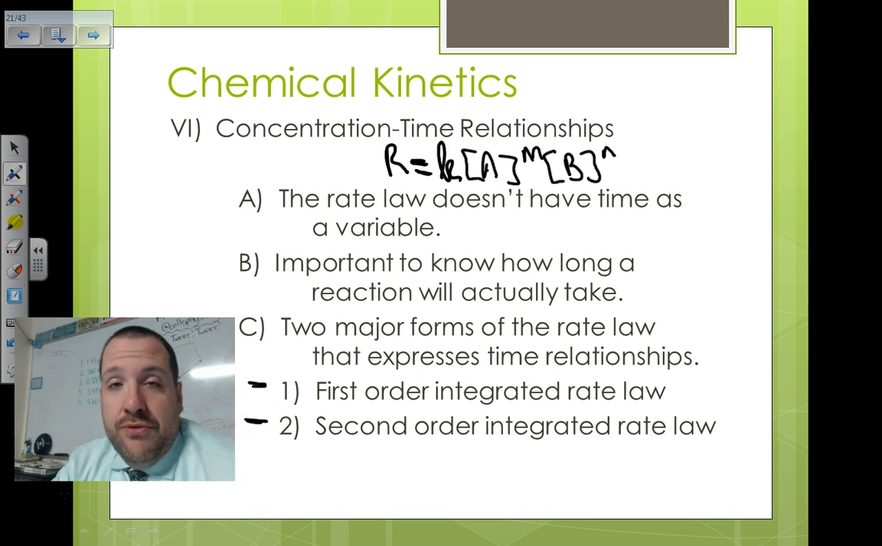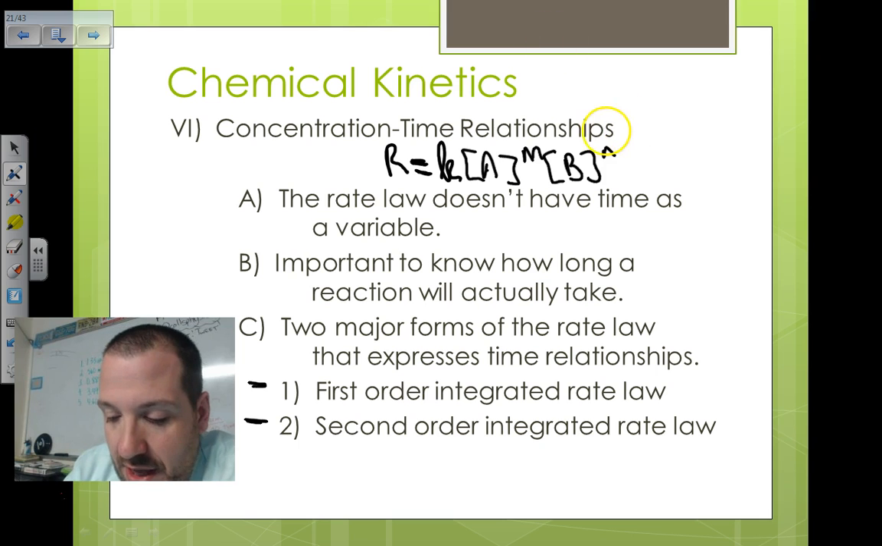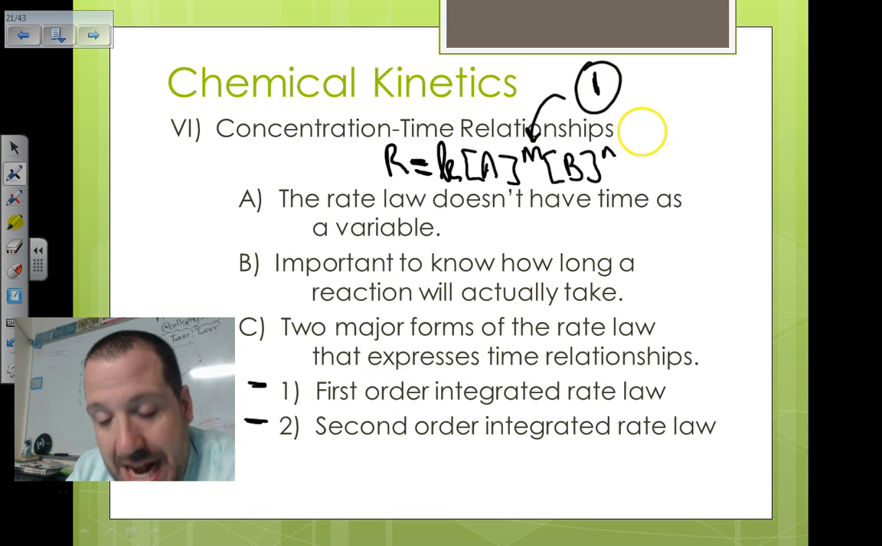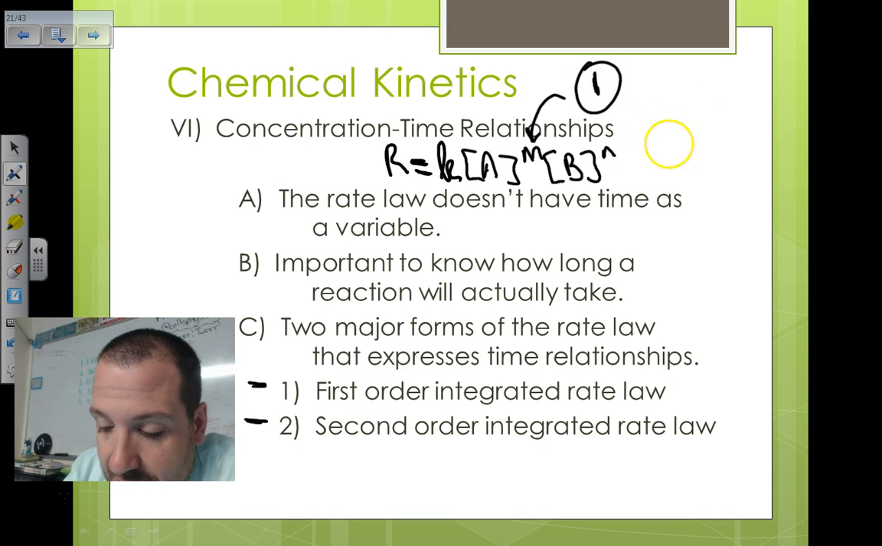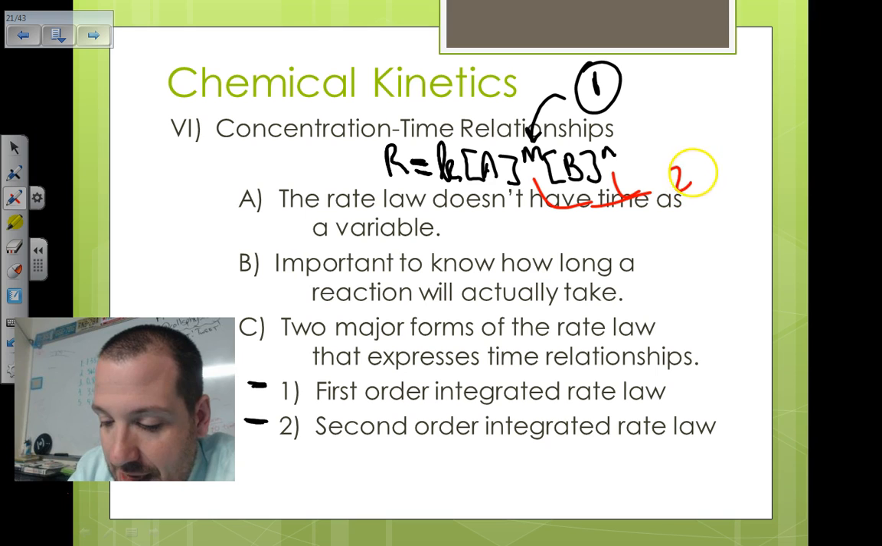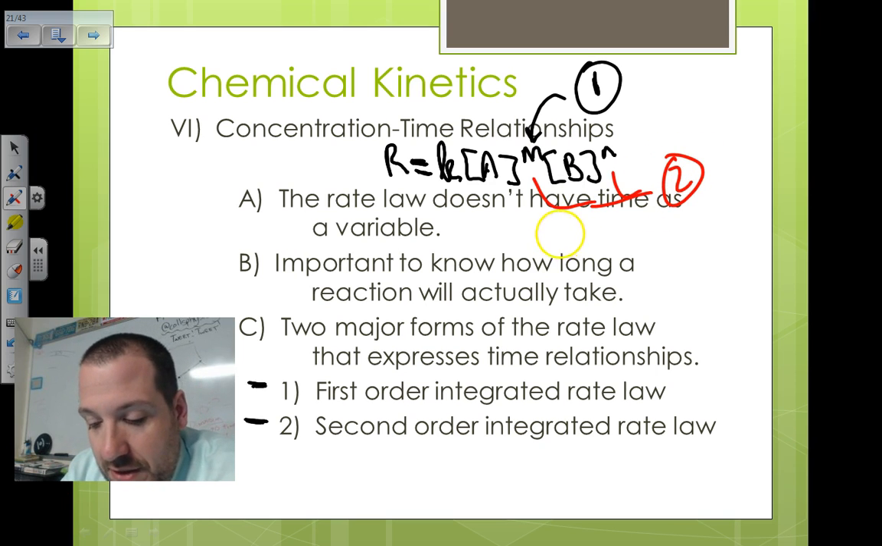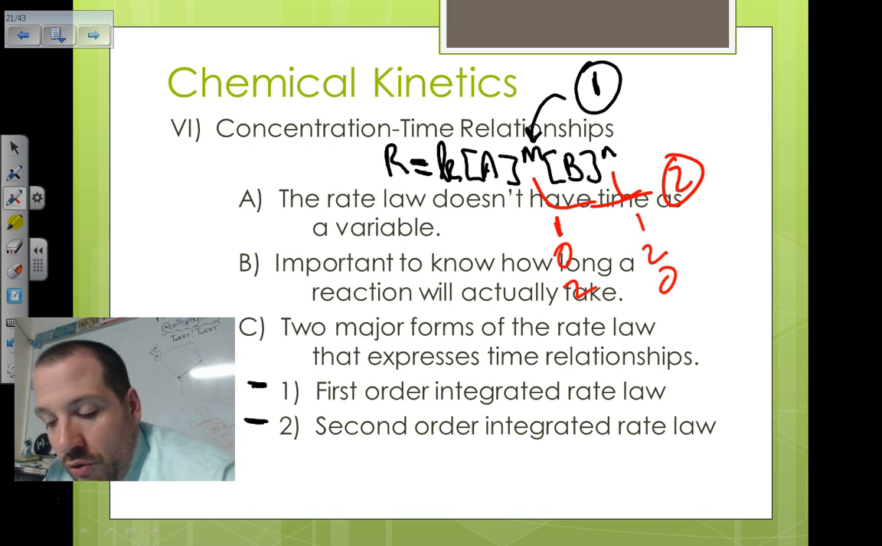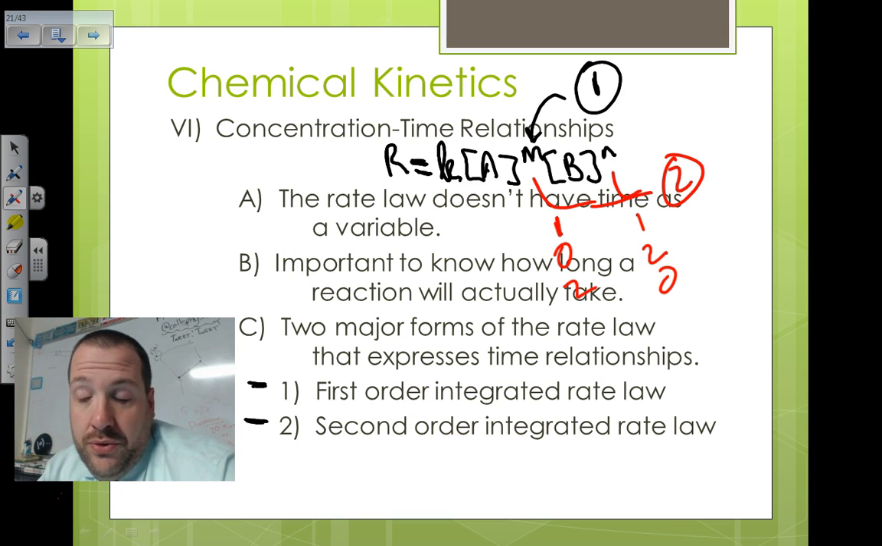And so the first order rate law comes from the idea that the overall order of the reaction is just a 1. The second order rate law comes from this and this adding up to 2. So that means this could be 1 and this could be 1, or this could be 0 and this could be 2, or this could be 2 and this could be 0. But whatever, the overall order is 2.